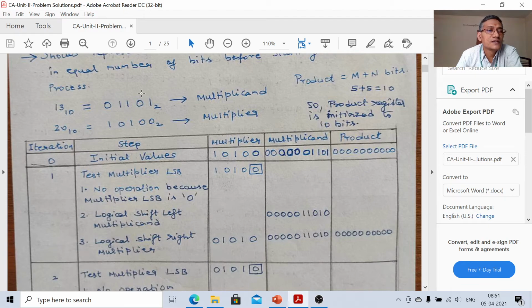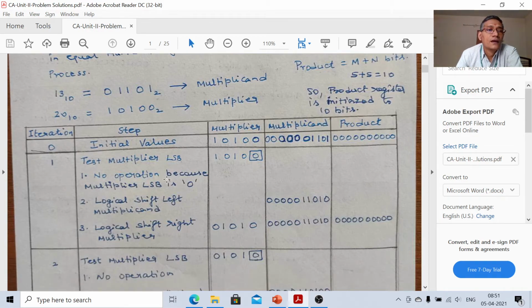Your multiplicand register is going to be 01101, and it is represented in totally 10 bits, because our product register will contain 10 bits as a result, because both multiplicand and multiplier are 5 bits, right? Now we need to test the multiplier bit in the first iteration. The LSB of the multiplier is 0, so we need not perform the first operation. So we directly go for the logical shift, and then we will get this answer for the multiplicand after shifting.